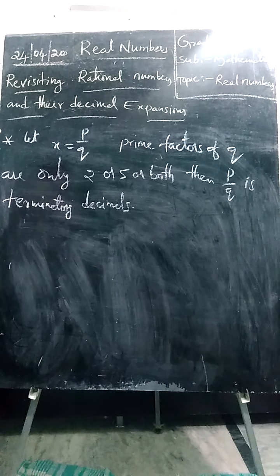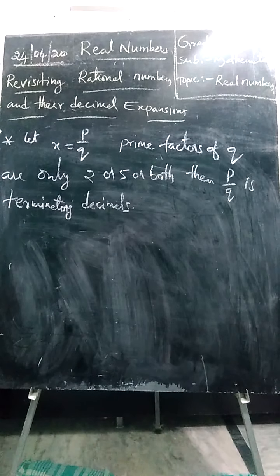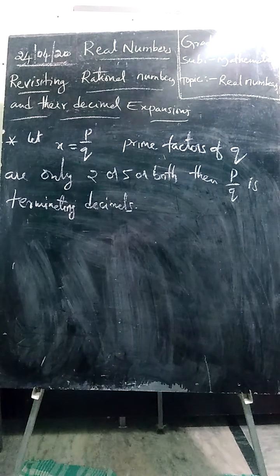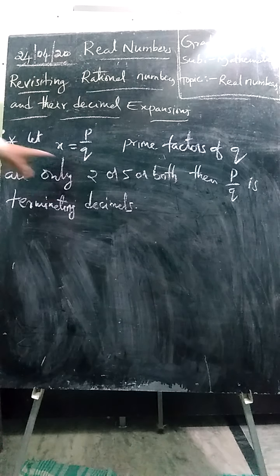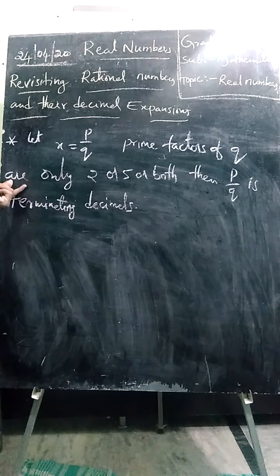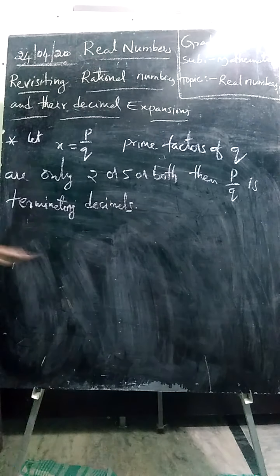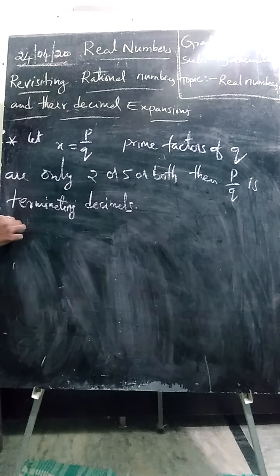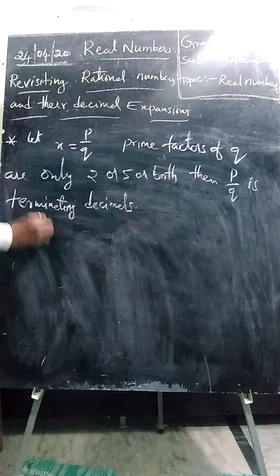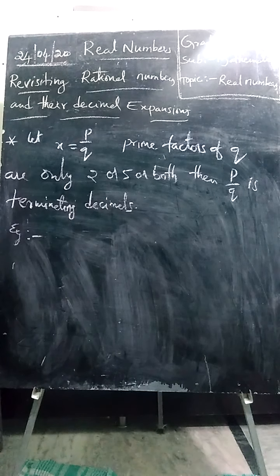Let us see, any rational number is given. If it is in the form of p by q, and if you write the prime factors of q, I mean denominator, and the prime factors of q are only 2 or 5, sometimes both, then p by q is a terminating decimal. Let us take one example students.